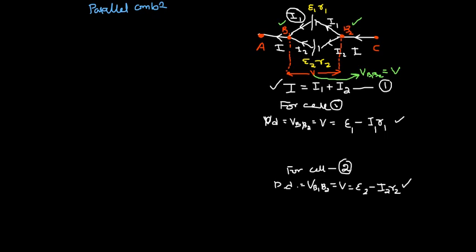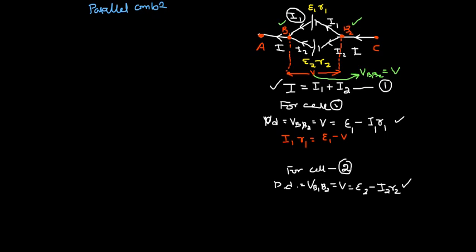Therefore now we have to solve this one. To get the I1, I can write in this way. Bring the I1 on the LHS. I'll write it in detail for the first time. I1 into R1 is equal to E1 minus V, right? I'm taking the V on the RHS.